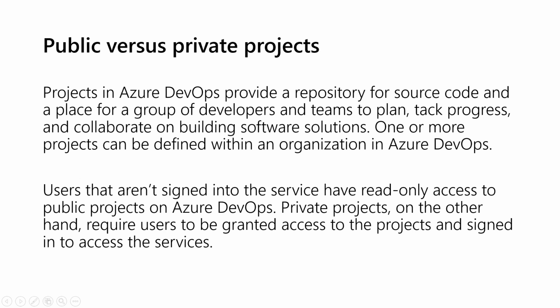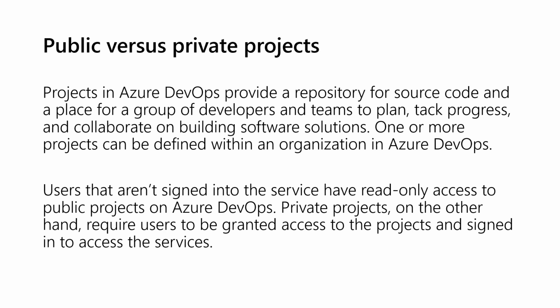Public versus private project. A project in Azure DevOps provides a repository for the source code, and a place for a group of developers and a team to plan, track progress, and collaborate on building software solutions. One or more projects can be defined within an organization in Azure DevOps. Users that are just signed into the service have read-only access to a public project. A private project, on the other hand, requires users to be granted access to the project and signed in to access services.